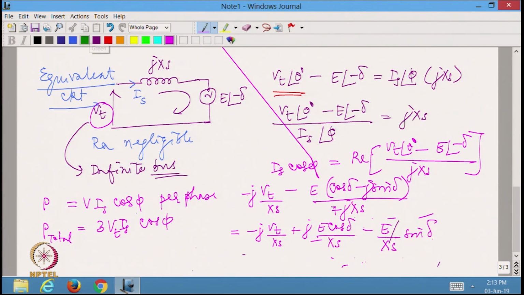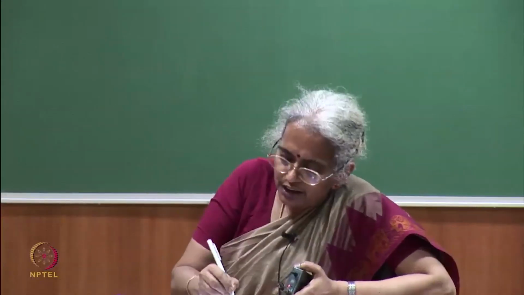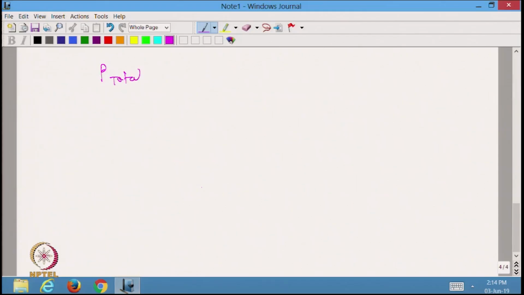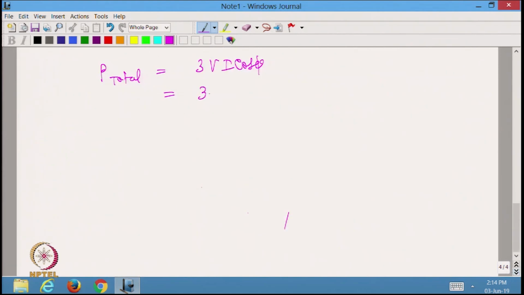So, if I want to look at the real part alone, this is the only real part that is present. Please note this is plus. I have written this as minus, this is actually plus. So, this is going to be the real part that is available. So, let me write the power, which is the total power, 3 V I cos phi, is equal to, we just wrote I cos phi is real part, which is E by Xs sin delta. So, I should be able to write this as 3 V E sin delta divided by Xs.